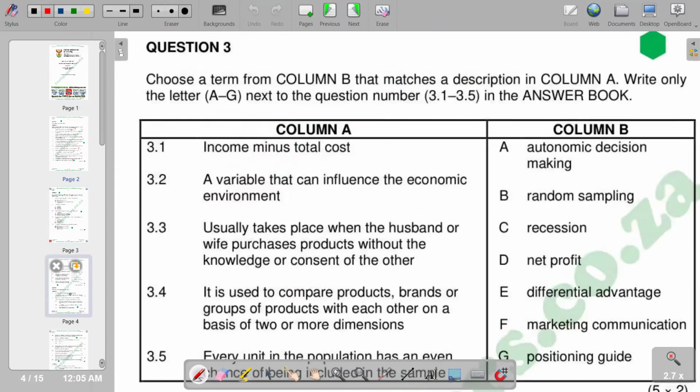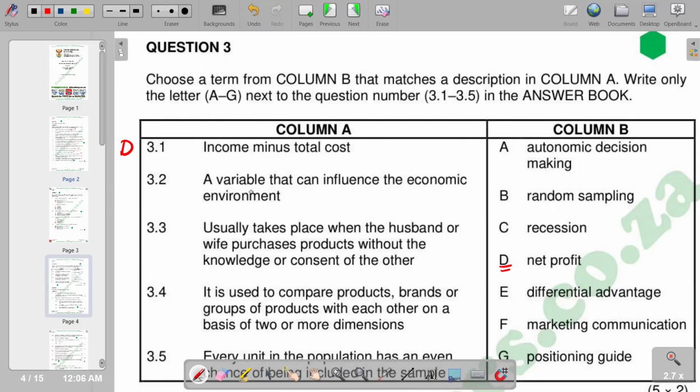So moving on to the next section, which is now our question 3. We have to choose a term from column B that matches the description in column A. So the first one is income minus total cost. Obviously, this leads to our profit. So we have our net profit on D. So we're saying on the first part, we have D.